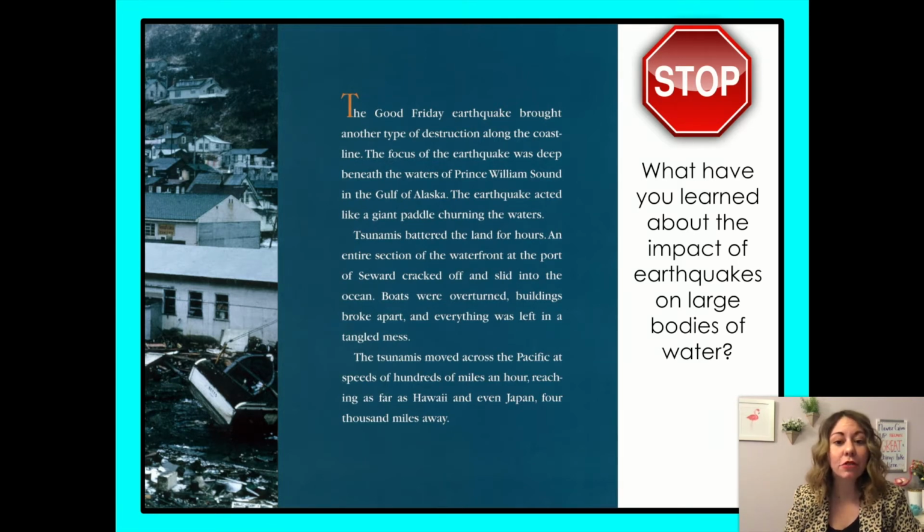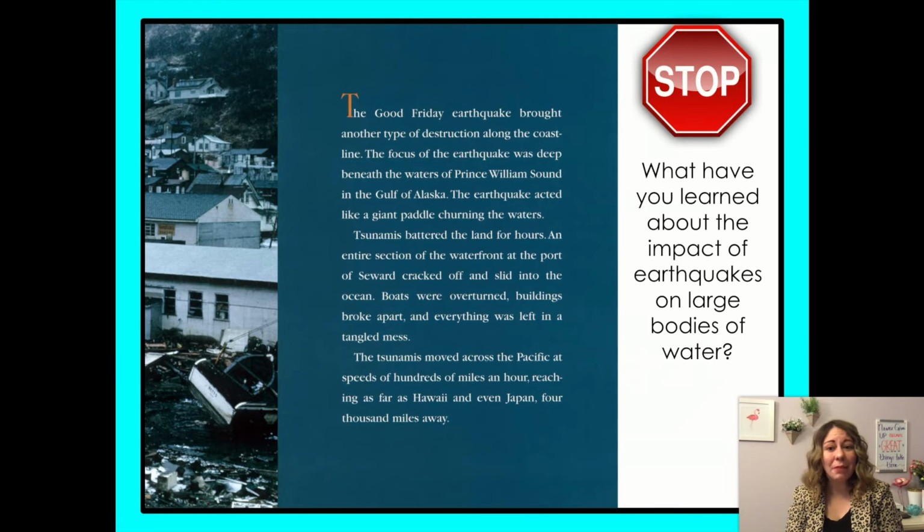The tsunamis moved across the Pacific at speeds of hundreds of miles an hour, reaching as far as Hawaii and even Japan, 4,000 miles away. So imagine, even Hawaii and Japan, which are so far away from Alaska, were also feeling the effects of this earthquake.